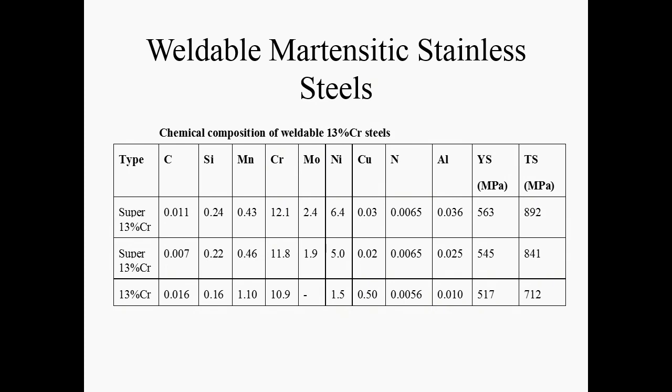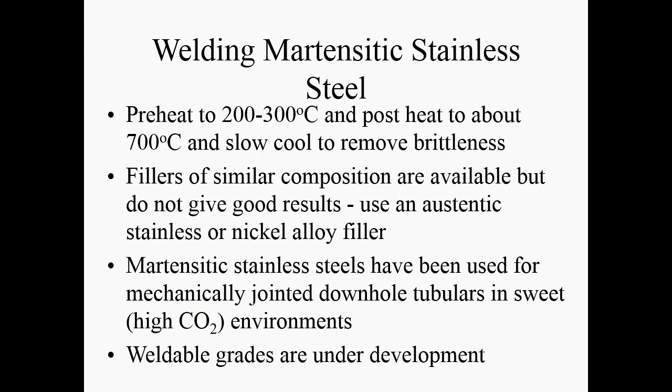So typically, you have weldable steels that have chromium towards the lower end of that range, mostly about 13% chromium. And you can see the yield stresses here are very high. This is equivalent to X65 or thereabouts. So you can have quite good performance, but they crack. So maybe not the best choice. You can weld them, but you have to preheat to 200 to 300 degrees C, and post-heat to about 700 degrees C, and then post-heat to remove all the martensite.